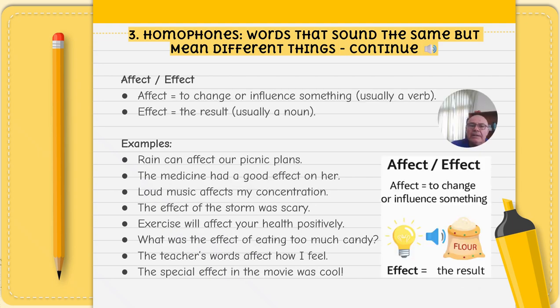Now, let's look at affect and effect, and you will understand it better soon. A, affect, is to change or influence something, usually a verb. Effect, E, is the result, usually a noun.